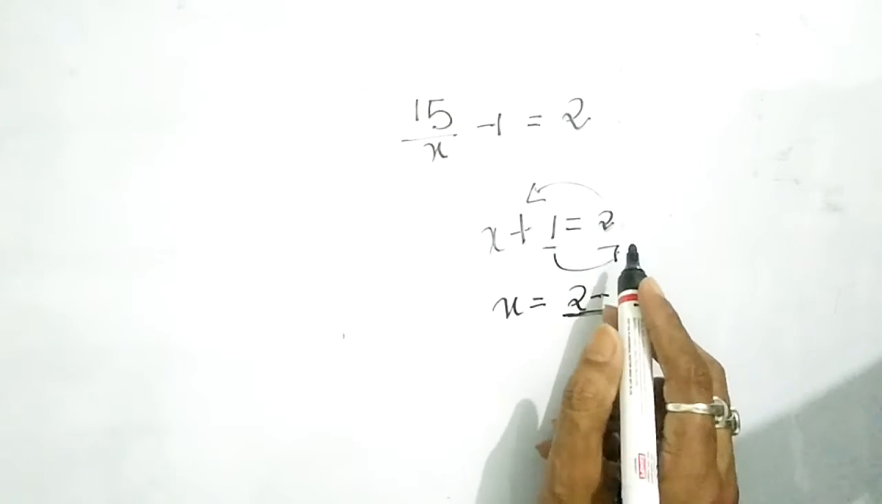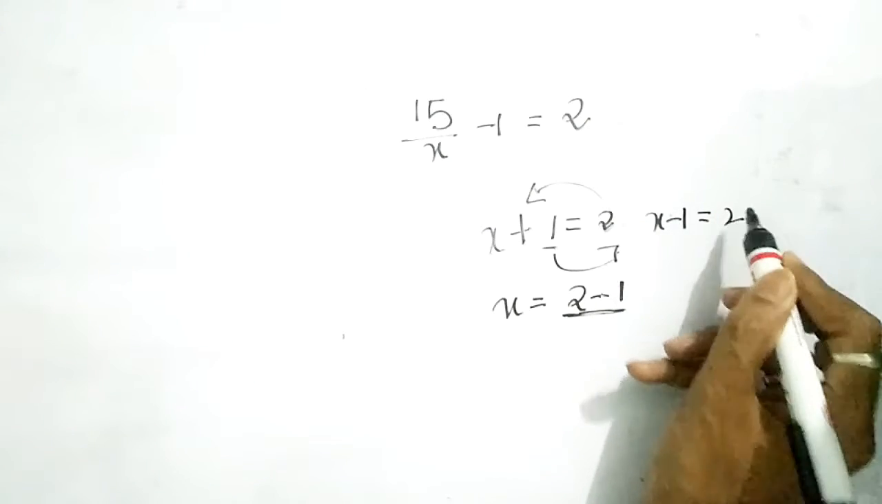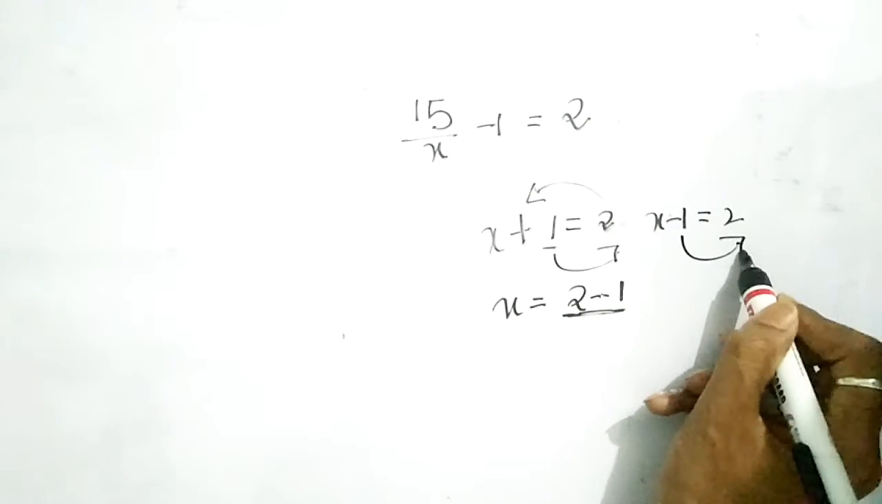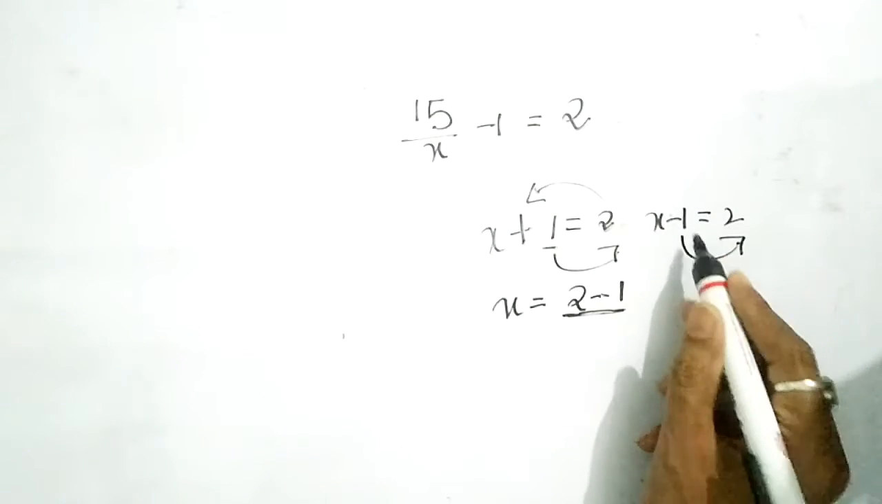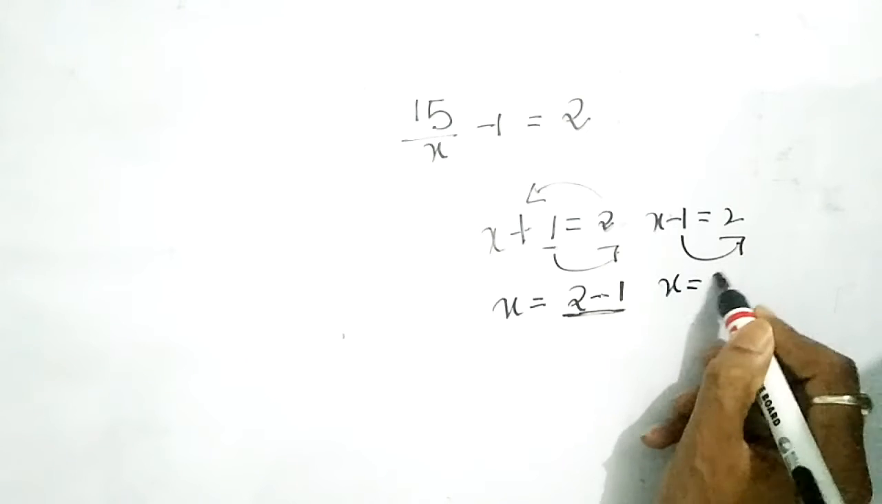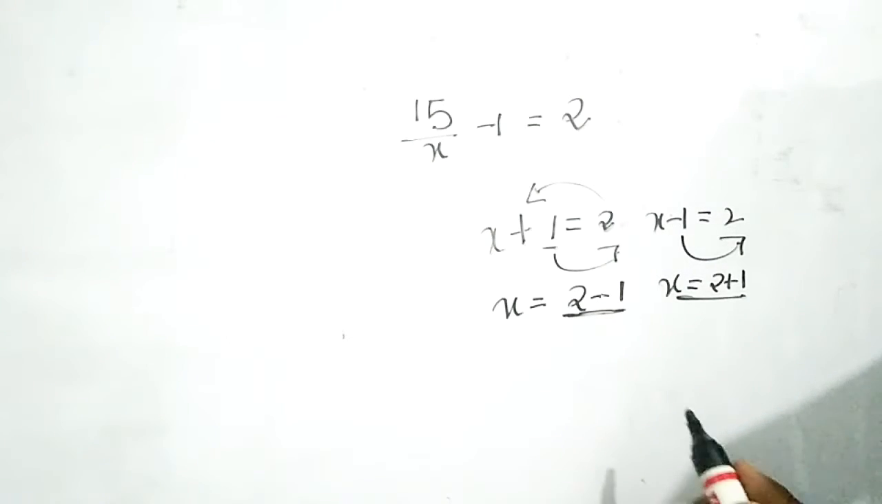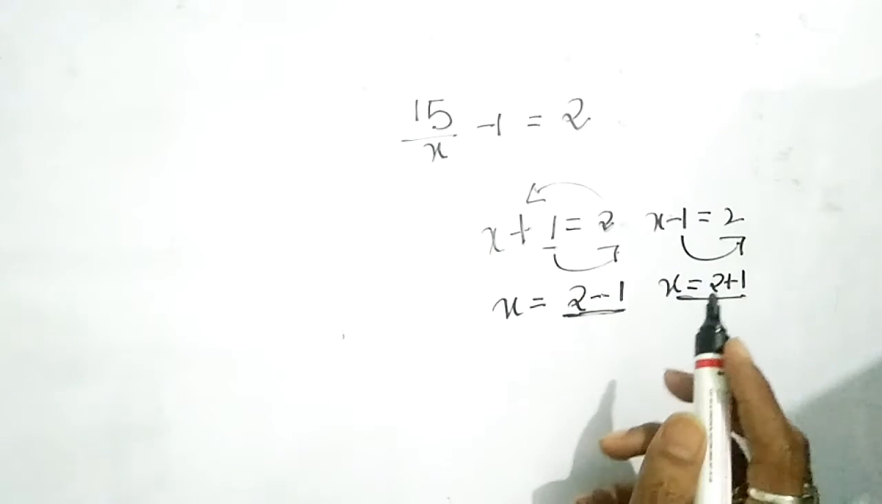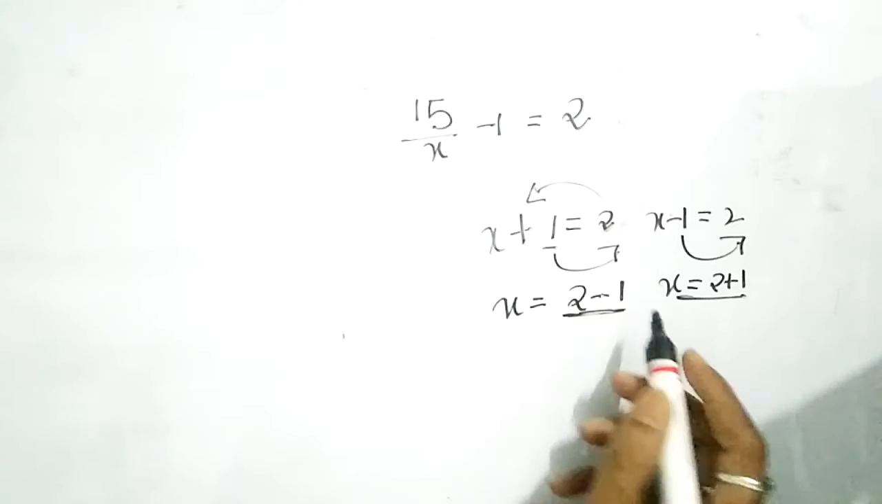It's vice versa. Suppose x minus 1 is given, then also 1 is transposed to the right hand side. In this case minus 1 is given, so when it's transposed to the right hand side, it becomes plus 1. That means when you do the transposition, the sign changes. This is the main key point you should remember.